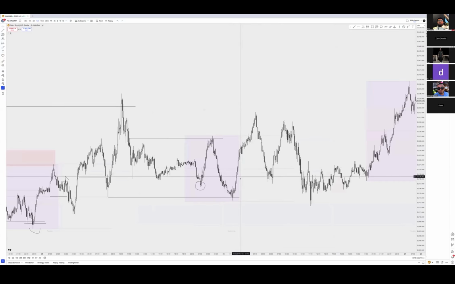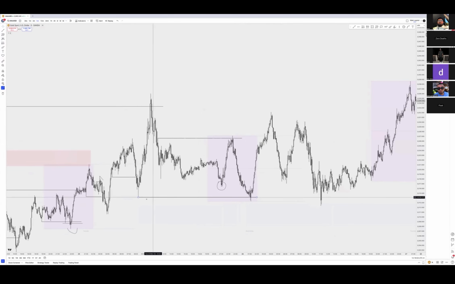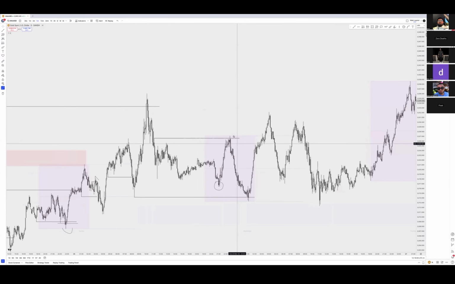And then it just starts flying to the upside again. Damn. Asia's not bad, honestly. Doesn't look that bad. But anyhow, comes for the inducement high right here.